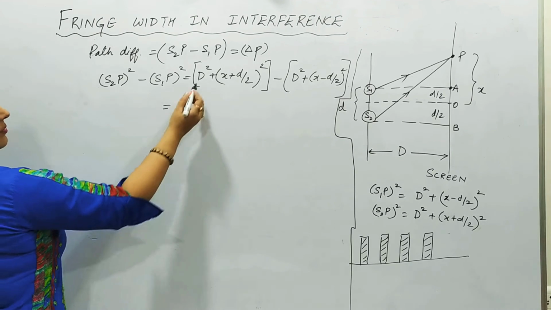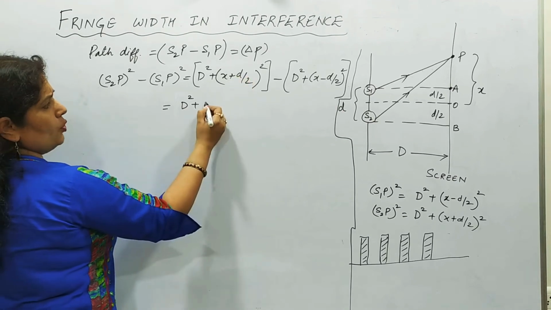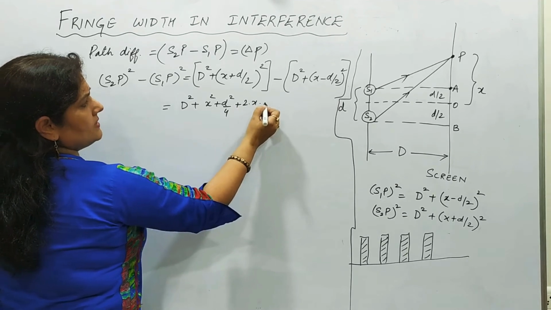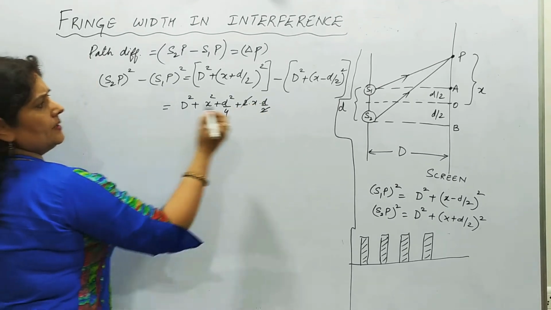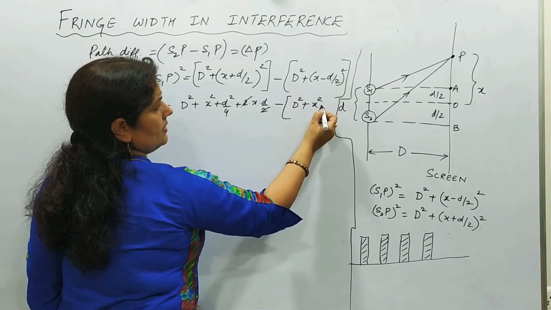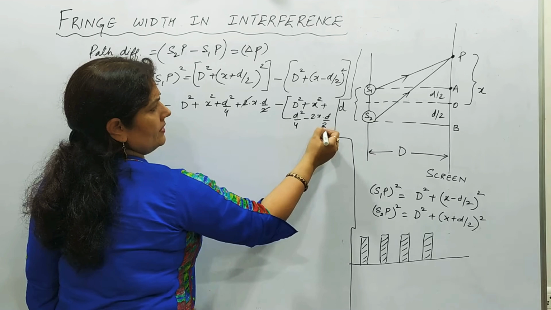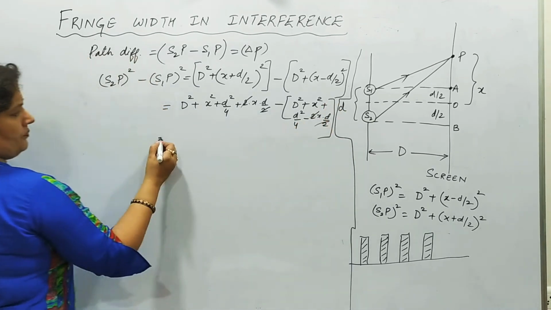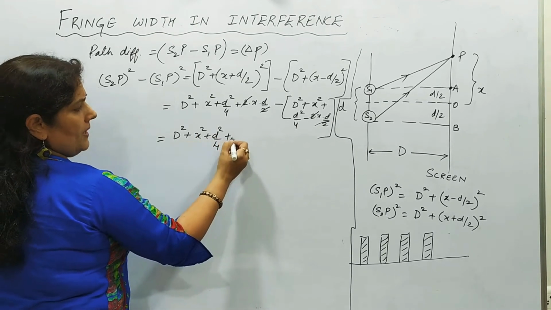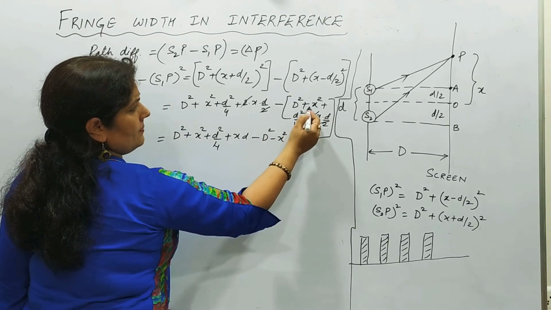Right? So applying the simple rules of algebra, D square plus, opening this, x square plus d square by 4 plus 2 into x into d by 2, right, minus D square plus again x square plus d square by 4 minus 2 into x into d by 2. Putting the bracket, cancelling the 2. So D square plus x square plus d square by 4 plus xd, minus sign outside, D square minus x square by 4.